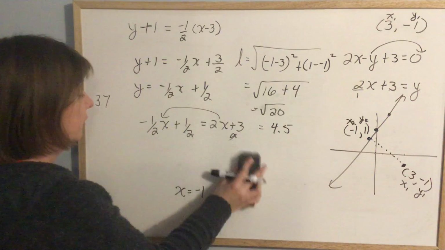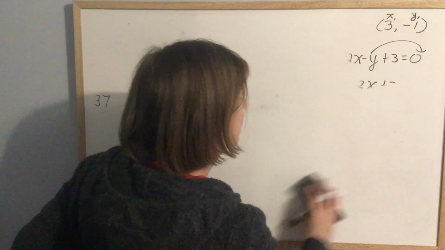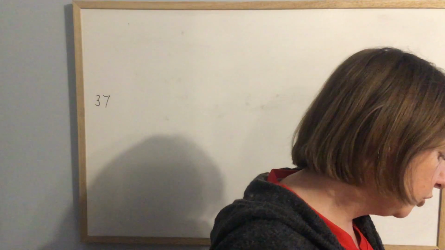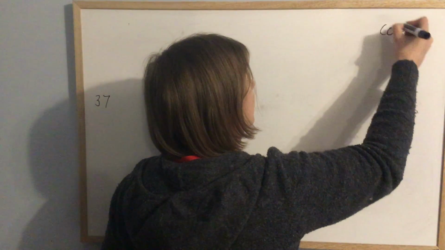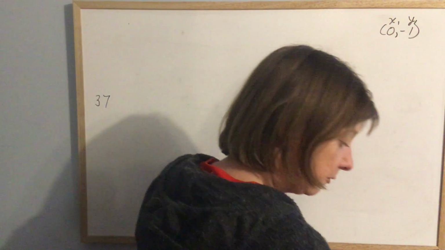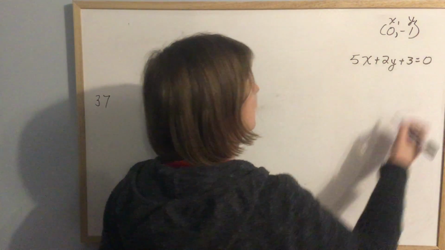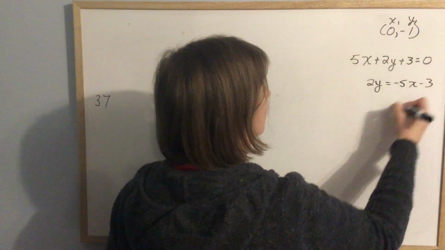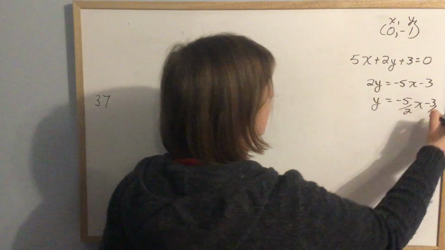Last one, 37. So 37 is still in that same grouping of questions. The point they give us is 0 and negative 1. So that's my x1 and my y1. And 5x plus 2y plus 3 equals 0. So 2y would equal negative 5x minus 3. So y would be negative 5 over 2 x minus 3 over 2.